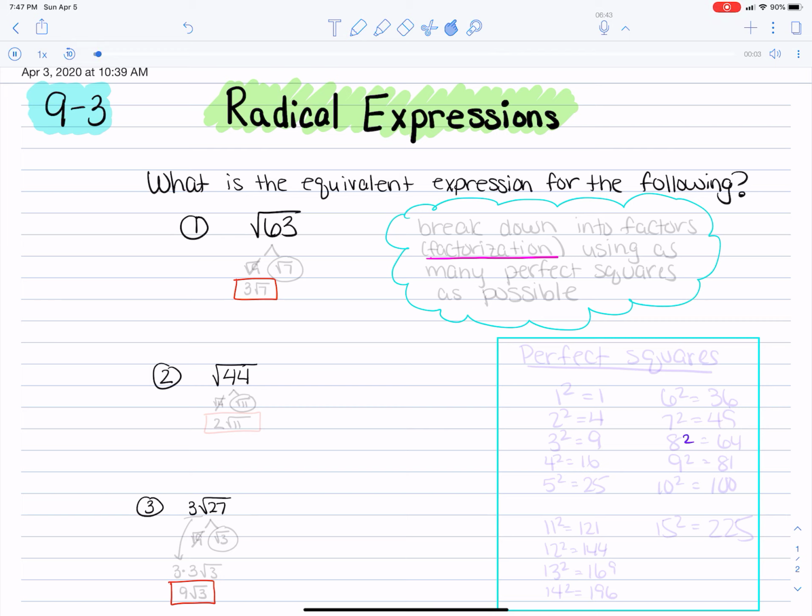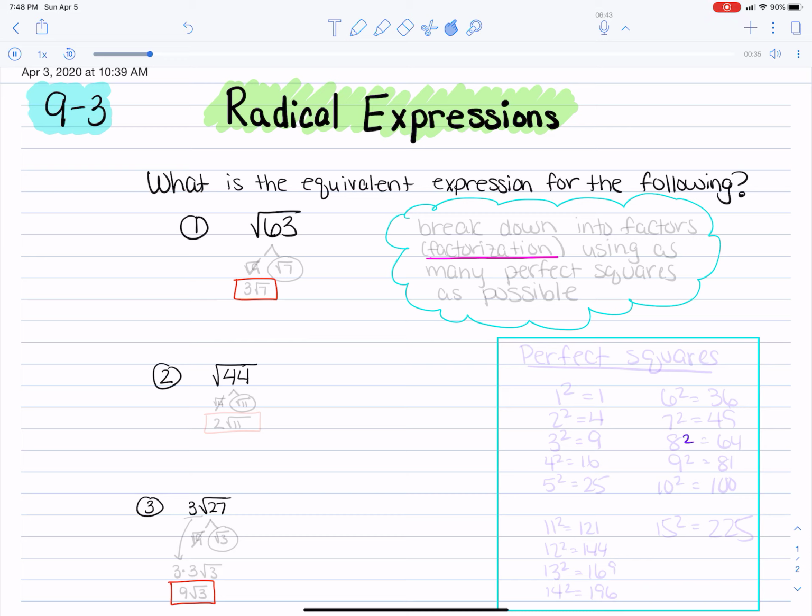All right, so today we're going to talk about 9-3 radical expressions. Now we're going to look at what is the equivalent expression for the following. Number 1, we have the square root of 63. I'm also going to call it either the square root of 63 or radical 63. So when we have something surrounded by the square root, it could also be called a radical.